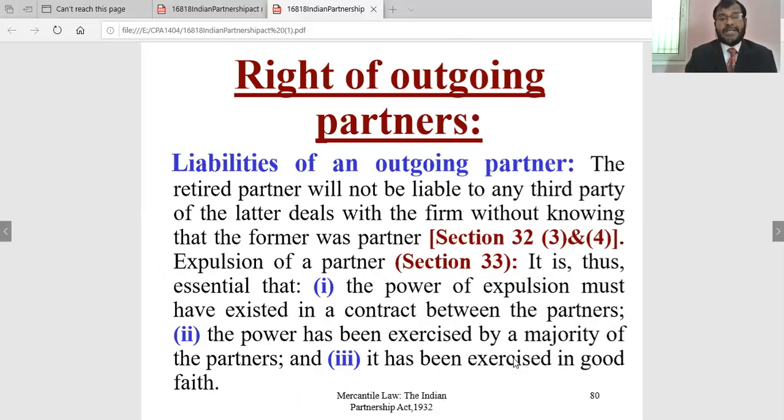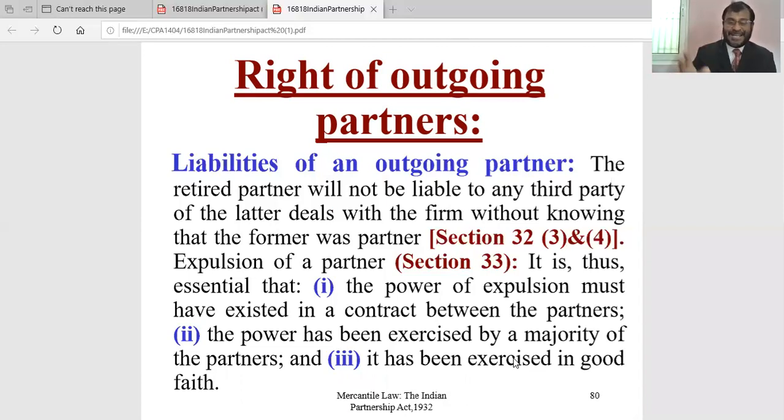Liabilities of an outgoing partner. What are the liabilities of an outgoing partner? The retired partner will not be liable to any third party who later deals with the firm without knowing that the former was a partner. Section 32, subclauses 3 and 4 deal with that.